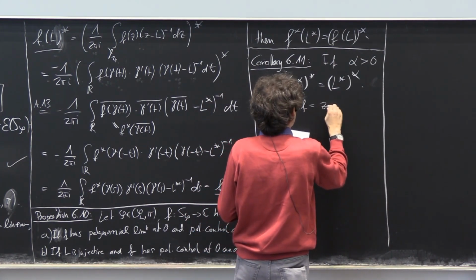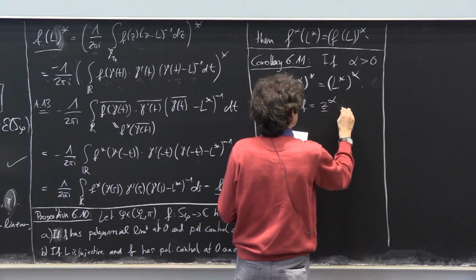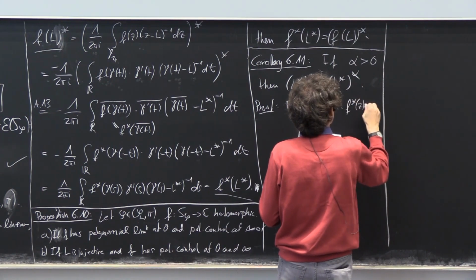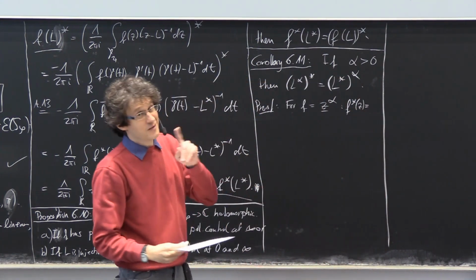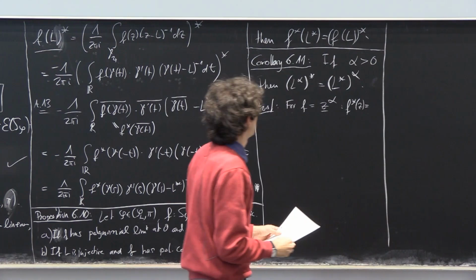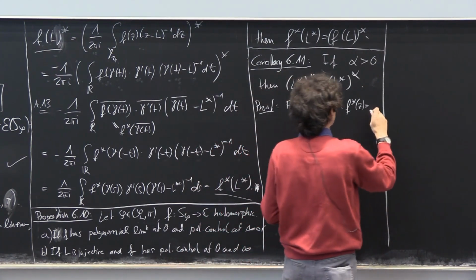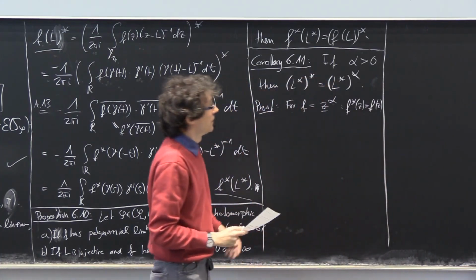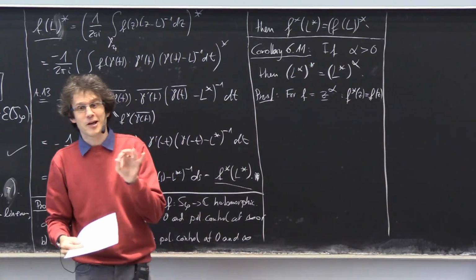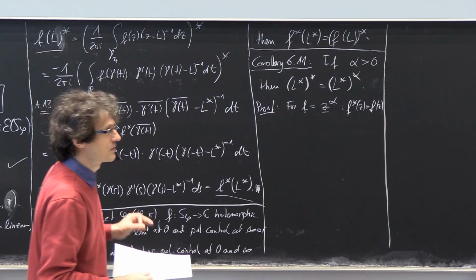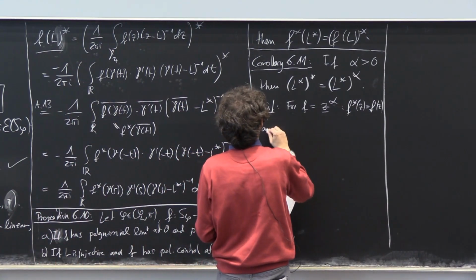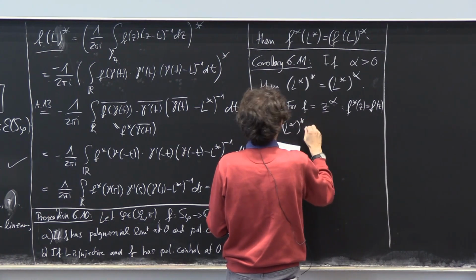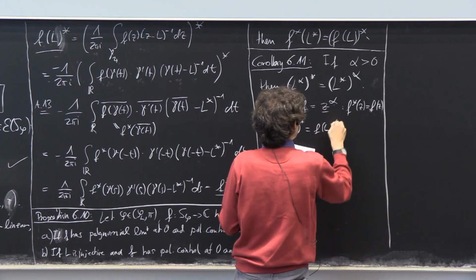If you take f equals z to the alpha, then what is f star of z in this case? You have to do z bar to the alpha bar, but as this alpha is a real one, these two cancel out, so f star of z is just f of z. So that's why I only look at real exponents. For complex exponents this is false, but for real exponents this works fine. And then this means that L to the alpha star is nothing else than f of L star.